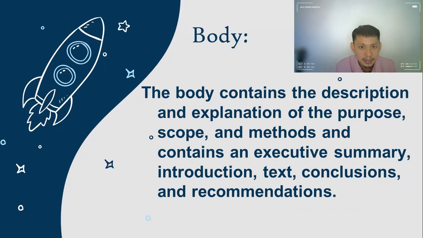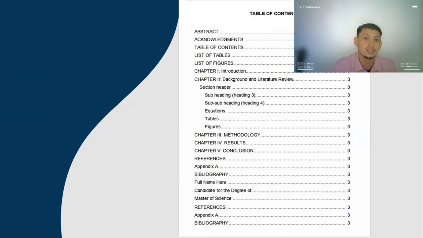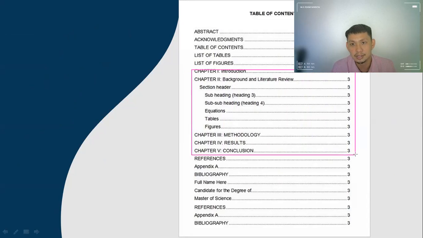It describes and explains the purpose, the scope, the methods, and contains an executive summary or introduction, the text, the conclusions, and the recommendations. So if you're going to double check, guys, this is the entire body of a research. That's what I am talking about.